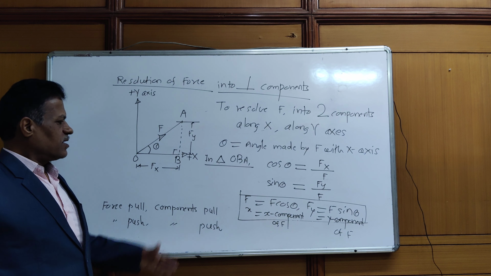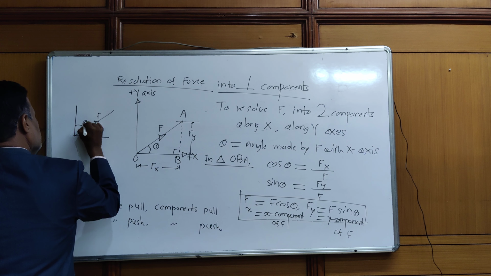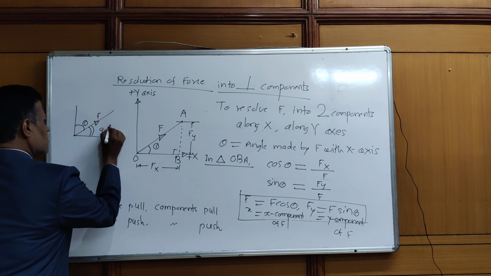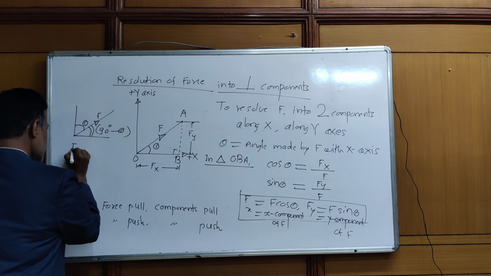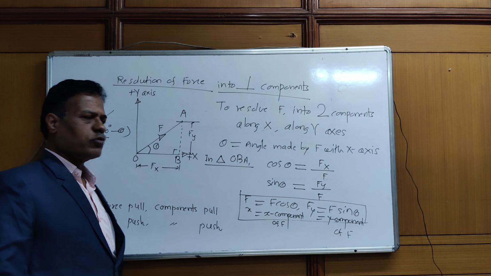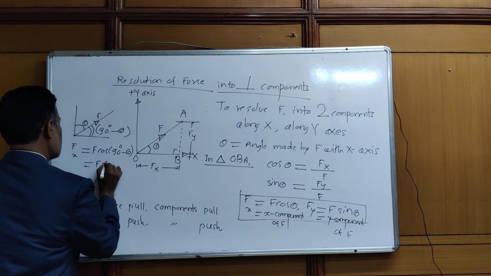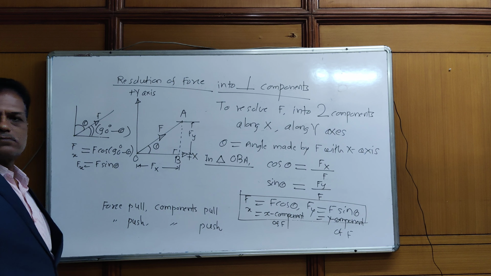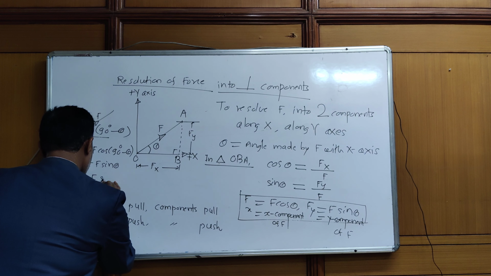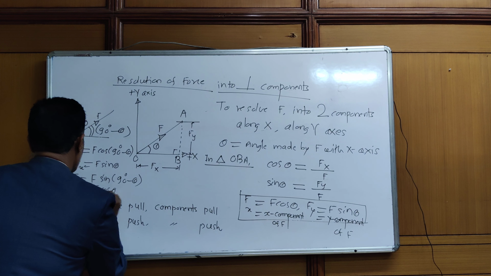If theta is with the y-axis, sometimes the angle is given with the y-axis, then what is the angle with the x-axis? 90 minus theta. So in this case, what is the value of Fx? F into cos of the angle made by force with the horizontal, F cos of 90 minus theta. Cos of 90 minus theta is sin theta. So Fx is F sin theta. What is Fy here? F into sine of the angle made by force with the horizontal. What is the angle with the horizontal? 90 minus theta. So it is F into cos theta.